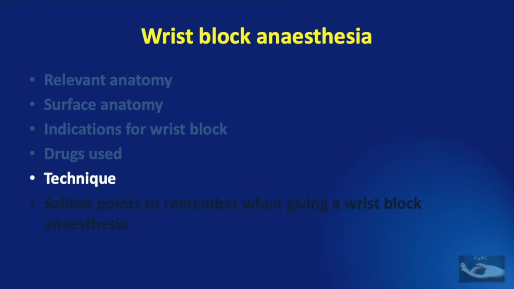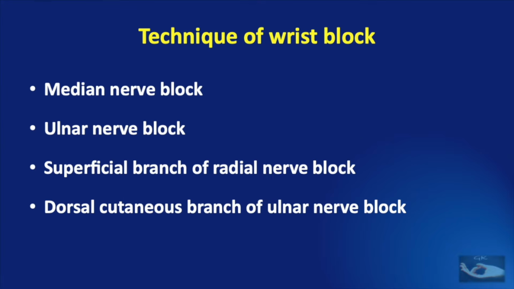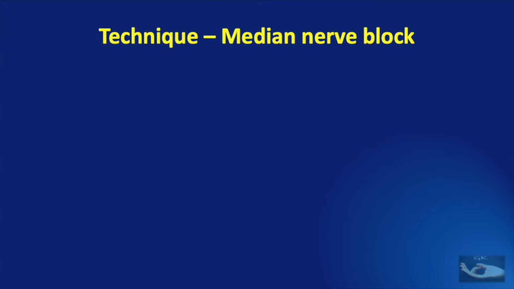Now we shall see the technique of giving the wrist block for the median nerve, the ulnar nerve, the superficial branch of the radial nerve, and the dorsal cutaneous branch of the ulnar nerve. First, the median nerve block.